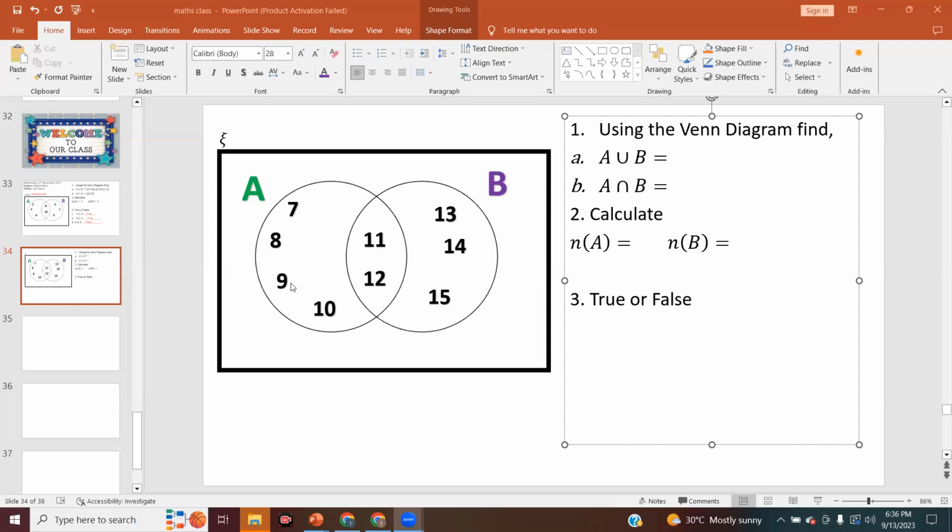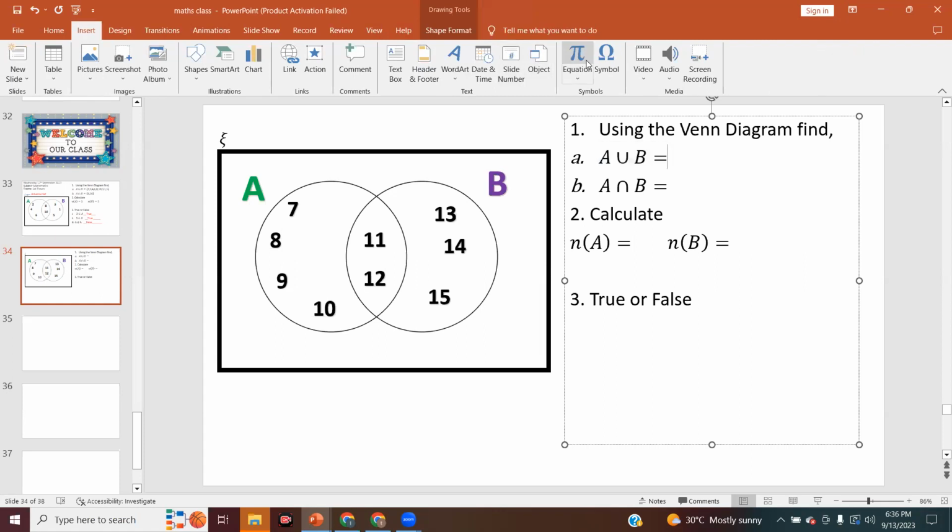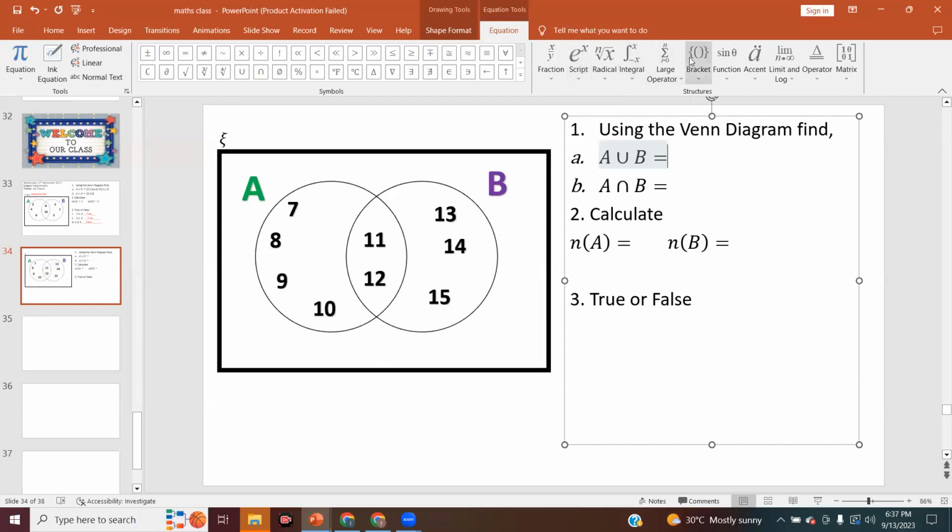Carwin Lawrence, what is going to be the elements of the union of A and B? The union. 7, 8, 9, 10, 11, 12, 13, 14, 15. Very good. So all of them combined, right? Yes, sir. So we're going to combine the elements. So the union is all of them together, all of them combined.